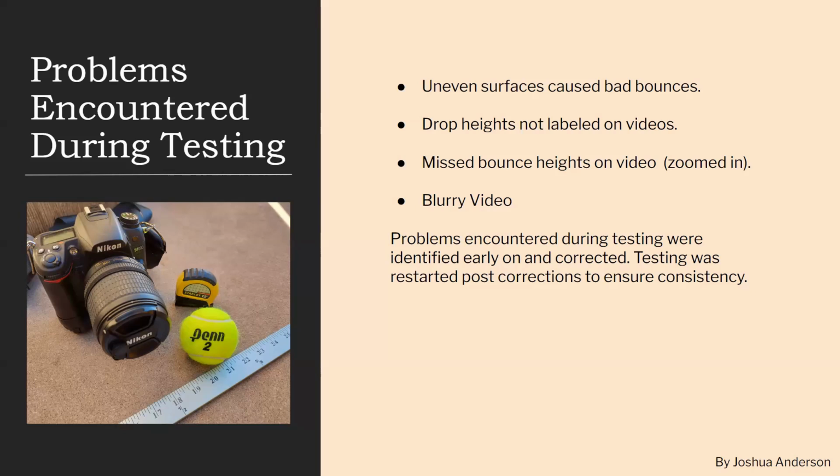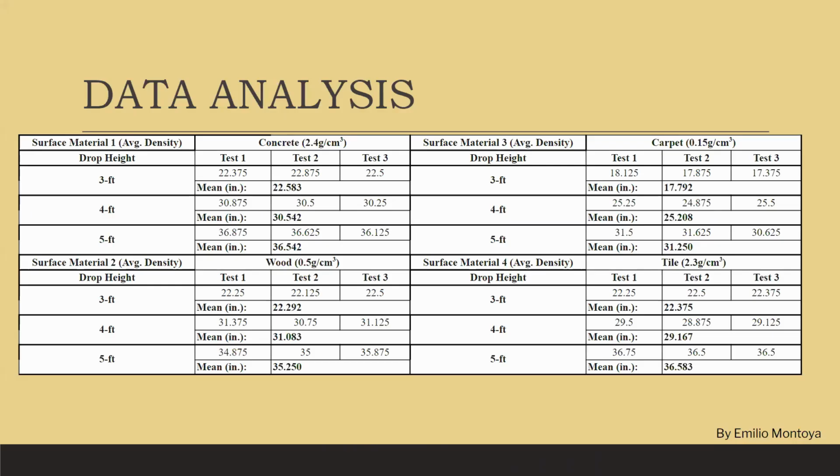Now, despite our best efforts, we did run into some problems during the experiment. First, we had some inconsistency in our trials due to uneven surfaces, and also we had a hard time measuring the numbers on the ruler in certain videos. And when we ran into these problems, we redid the trial to correct the issue and keep our results consistent.